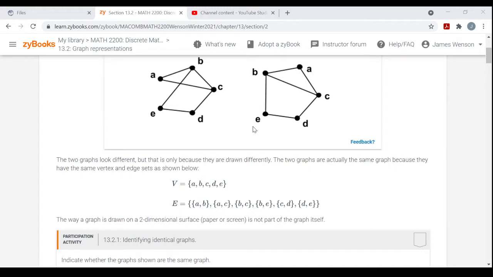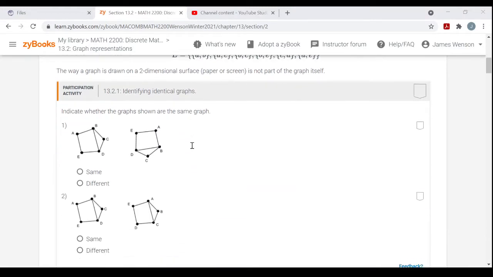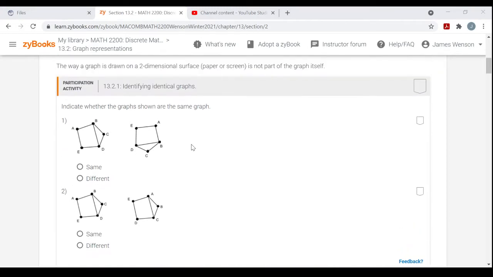So that's the first lesson here. Just because two graphs may look different doesn't mean that they're different graphs. You have to really focus and really look at their vertex sets and their edge sets. All right, so I'll just do one of these examples on a piece of paper.